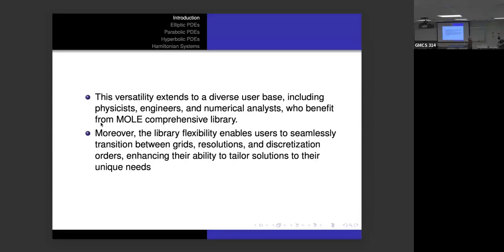Okay, so the library, like I said, is flexible. You can transition between different grids, resolution, order of approximation, discretization, and so you can tailor it to the problem you're working on. And this is for anybody. Anybody in science or engineering who has a minor understanding of programming can use it. It's not a black box, but it's actually very, how do you call it, usable.